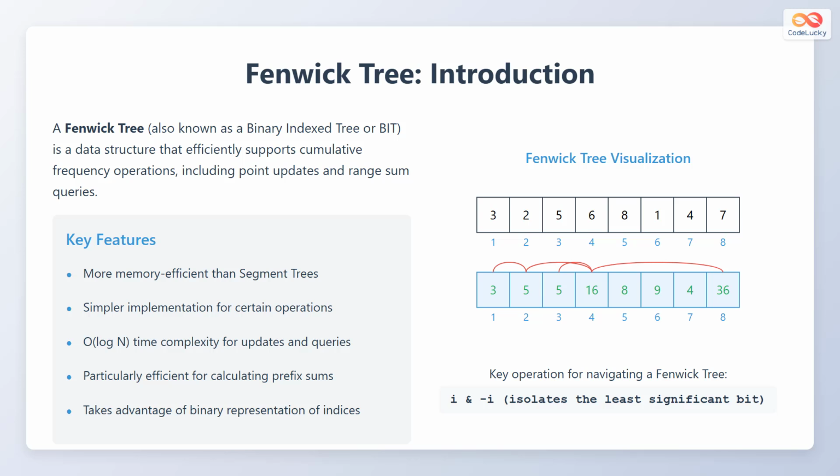Here are some key features of Fenwick trees. They are more memory efficient than segment trees. They have a simpler implementation for certain operations. They offer order of log n time complexity for updates and queries. They are particularly efficient for calculating prefix sums. They take advantage of the binary representation of indices.